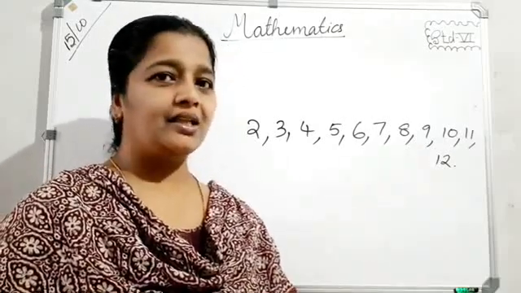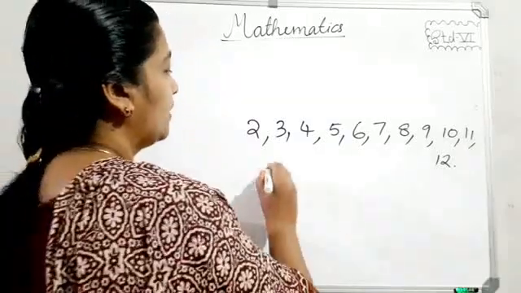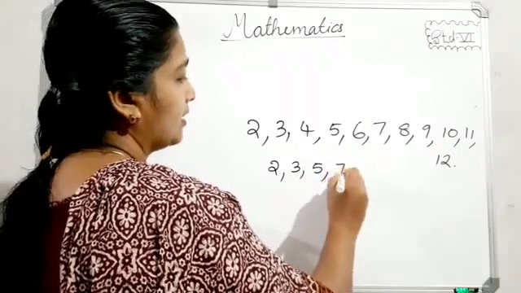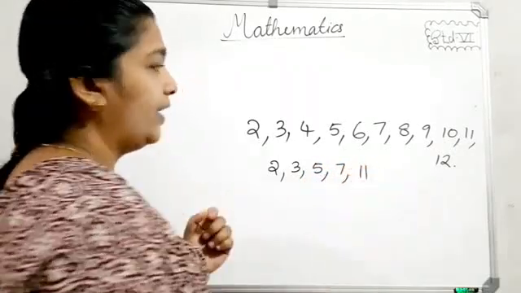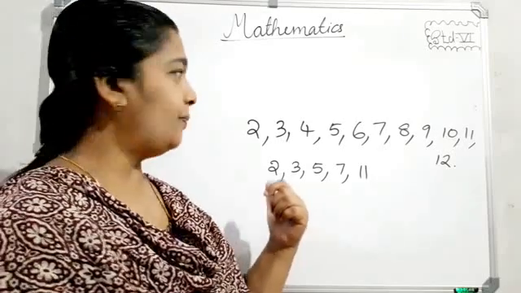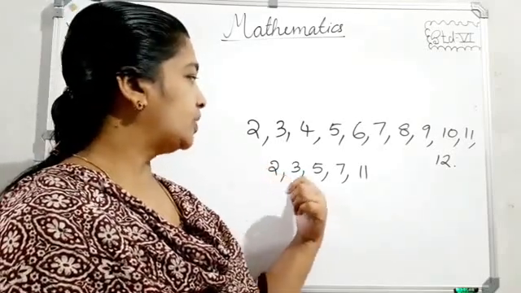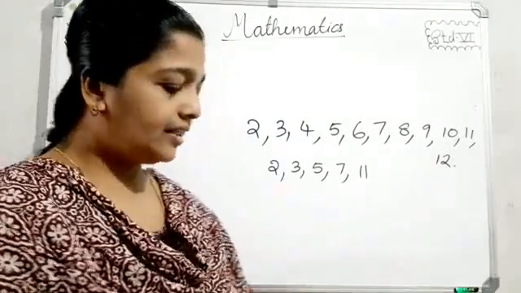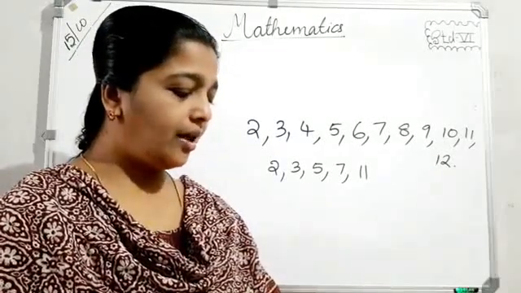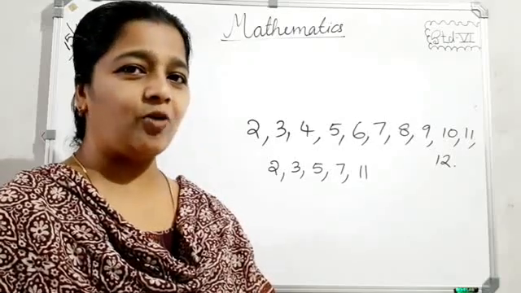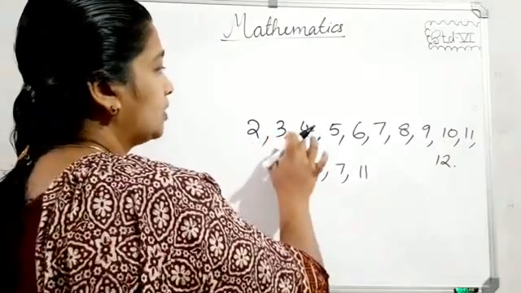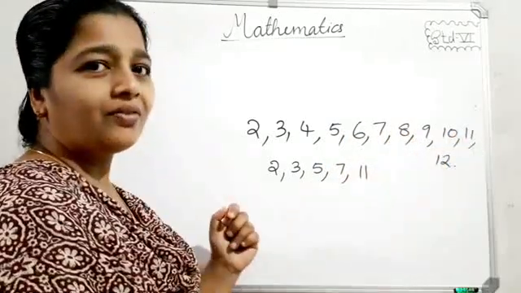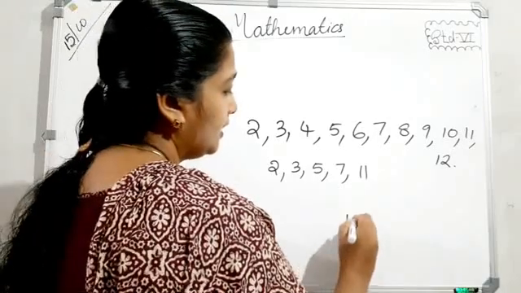Say the prime numbers from 2 to 12. The prime numbers are 2, 3, 5, 7 and 11. Clear? Then say the required fraction. The total number of natural numbers equals how many? Count: 1, 2, 3, 4, 5, 6, 7, 8, 9, 10, 11. Total 11.